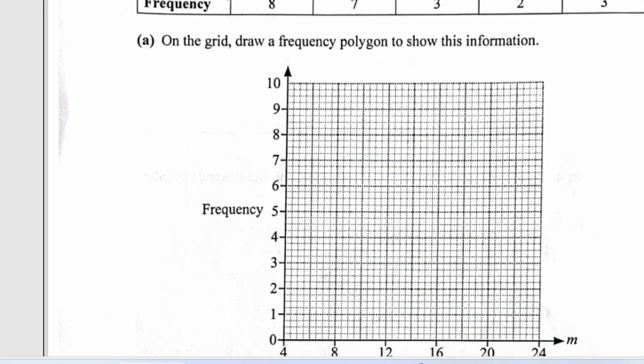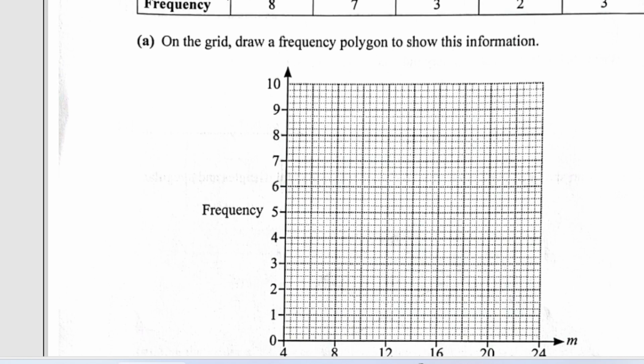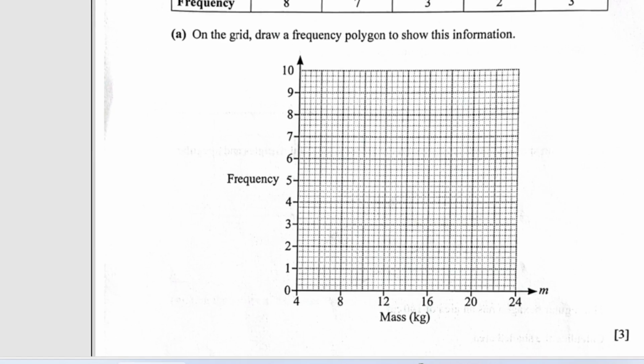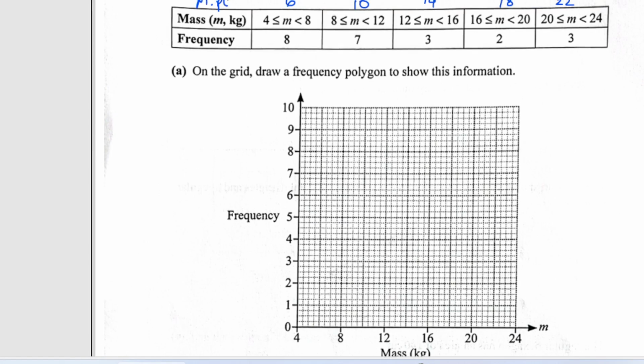So for this one, the midpoint is 6 for 4 to 8. Between 4 and 8 we have 6, and then we have 8 as the frequency. We are going to plot these 2 points, 6 and 8. 6 will be between this and this, and I'm going to put a cross here. Then the next one is 10 and 7. 10 is going to be in the middle here. This is 10 and 7.